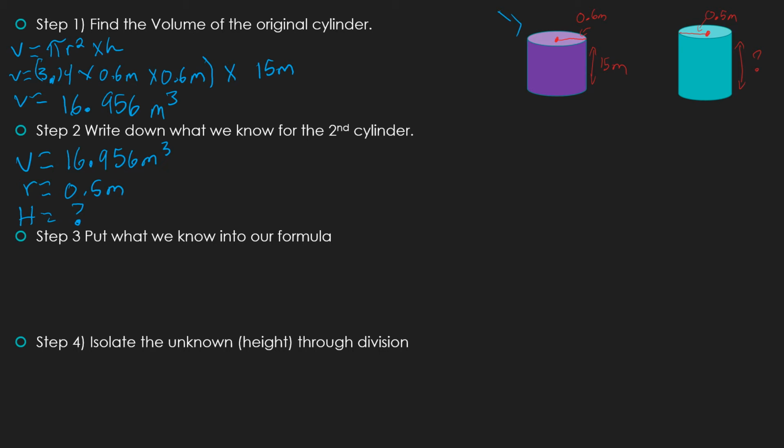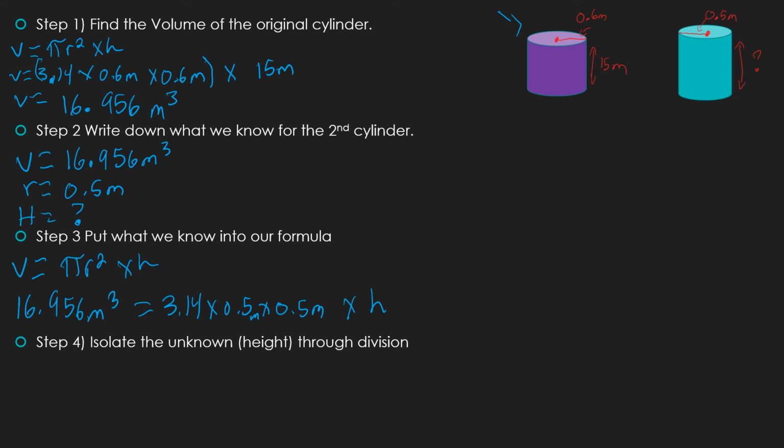But now we know what we've got to work with. So for step 3, we're going to put what we know into our formula. Well, we know the volume of a cylinder is going to be volume equals pi r squared times our height. Well, good for us that we actually do know the volume. The volume is 16.956 meters cubed equals, we know that pi is 3.14. We know our radius is 0.5, and that's meters, I apologize. I'm going to erase that quick. There we go. Times that by 0.5 meters. Times it by our height, because we still don't know it.